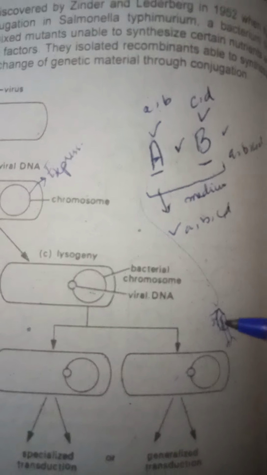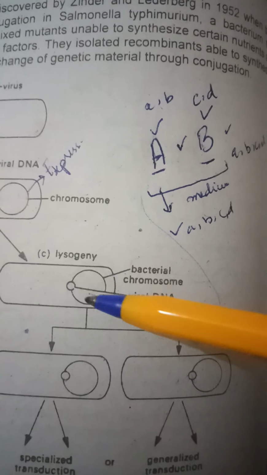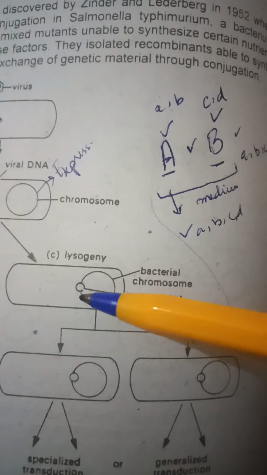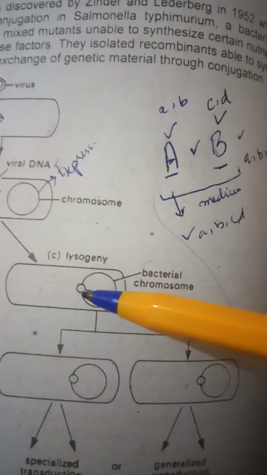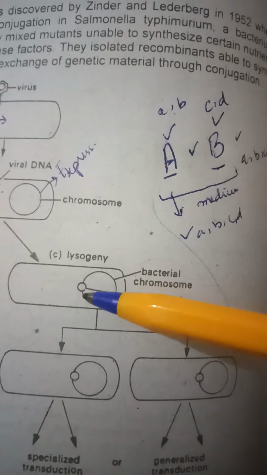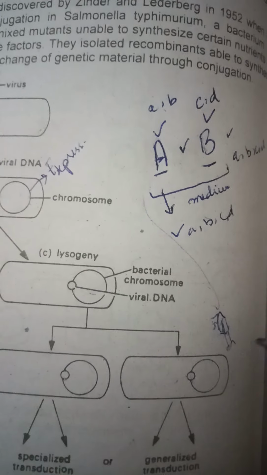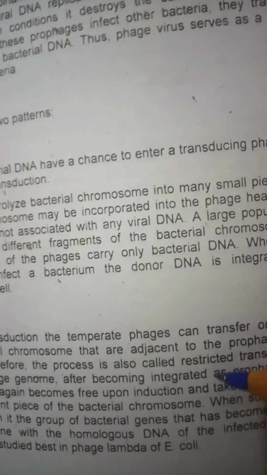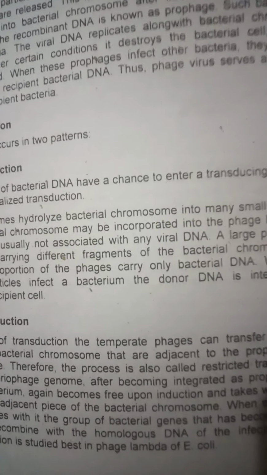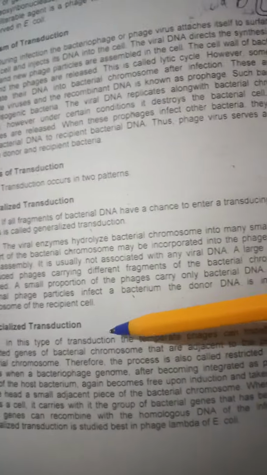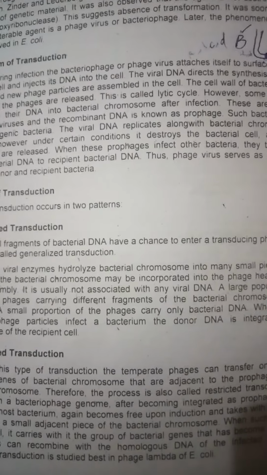The bacteriophage, along with its DNA, got only some specific or restricted genes, especially those genes which are present near the prophage DNA. If it gets only those restricted genes, then this is called specialized transduction, and it is also called restricted transduction, because a restricted, specific number of genes are transferred through these bacteriophages to another bacterial cell. So this transduction is called specialized transduction.